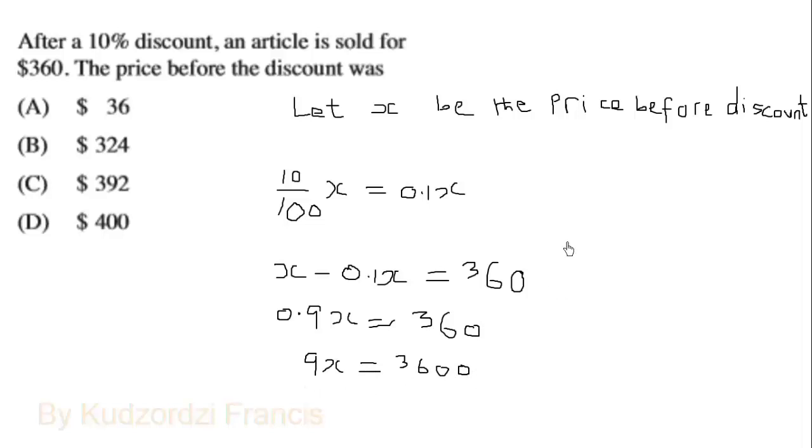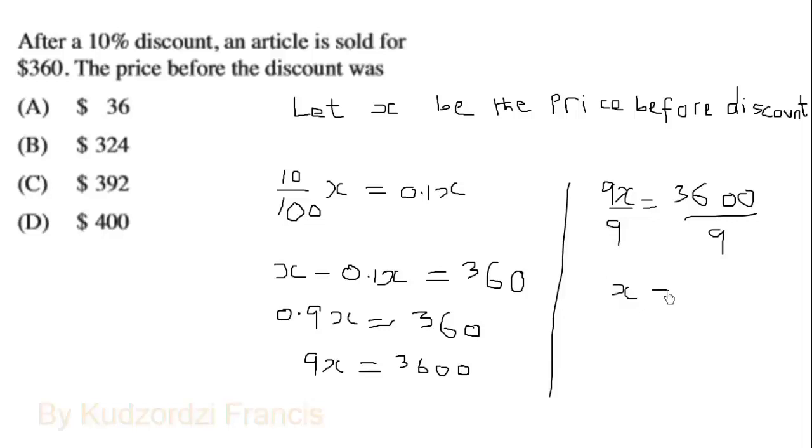Now divide through by 9. So we have 9x over 9 is equal to 3600 over 9. Now we are left with x is equal to 9 goes into itself once, and 9 goes into 36 4 times. So we are going to get $400. So the original price is $400. The correct answer is D.